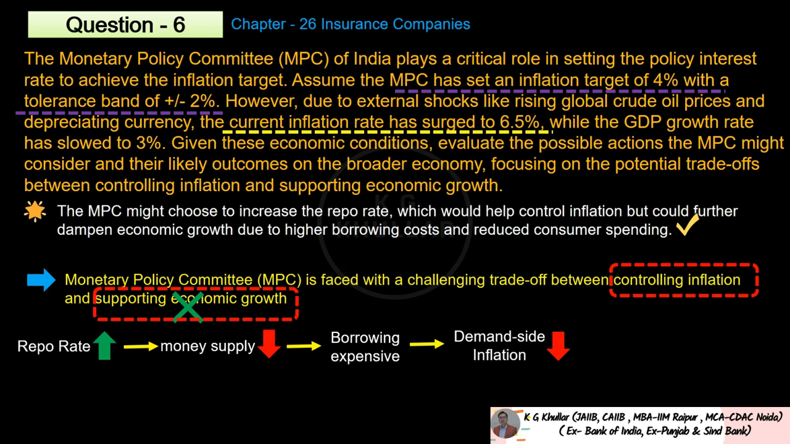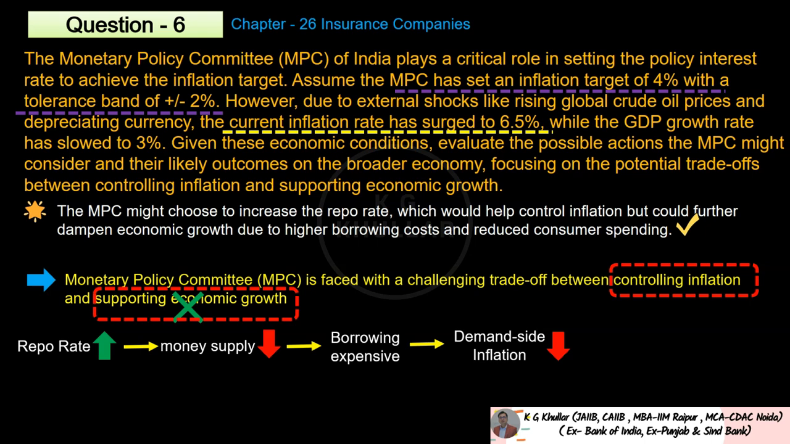But friends, the trade-off is that higher interest rates could further slow down the already weakened GDP growth of 3%, as businesses may reduce investment and consumers might cut back on spending due to higher borrowing cost. So as you can see, this decision could negatively impact short-term growth.